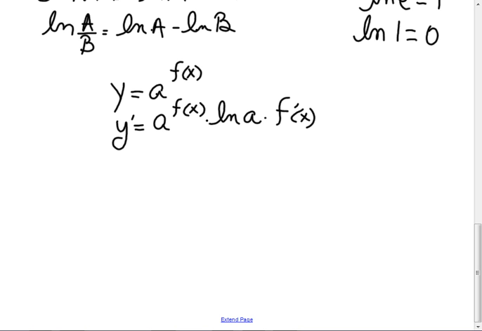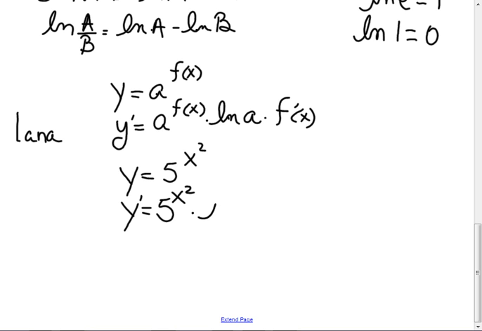Now I can remember this myself because my first name is Lena. There's Lena, L-N-A, without the little a in between. But that'll help you remember it. It's a to the x times Lena, L, and that's the log of a. Can't help it, but I keep thinking that. It's kind of weird. So if I have y equal to 5 to the x squared, let's do a simple one, then y prime is 5 to the x squared, remember, this is an exponential function, times the natural log of 5, times what? 2x.